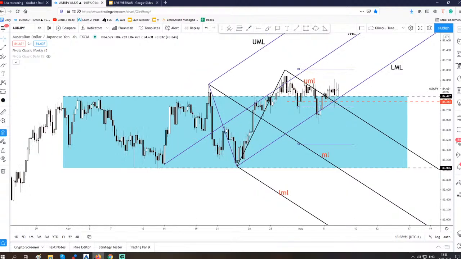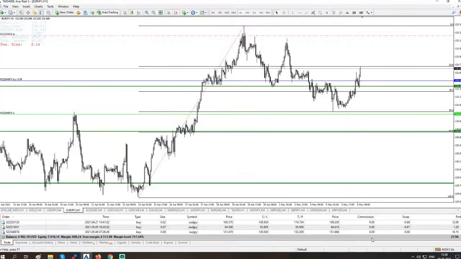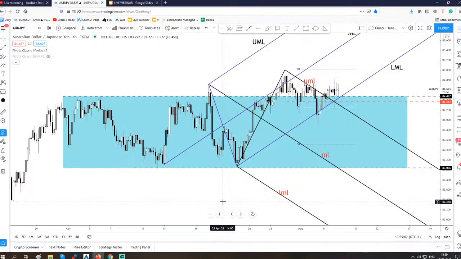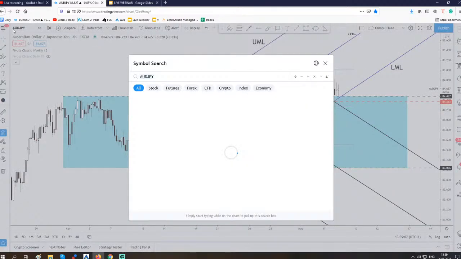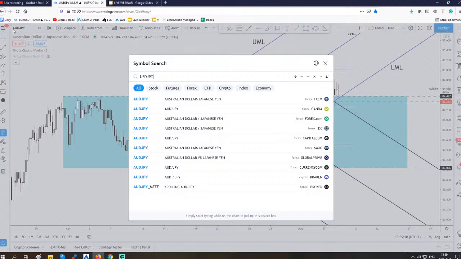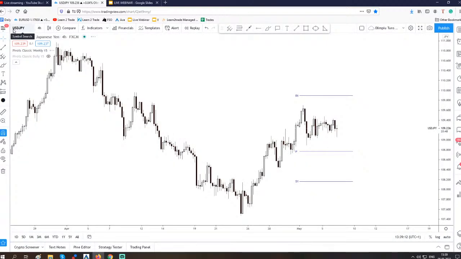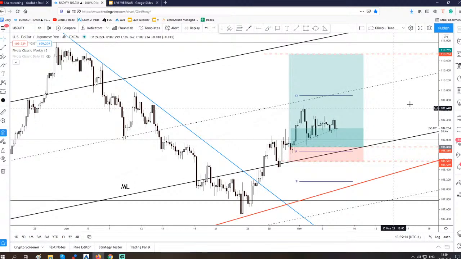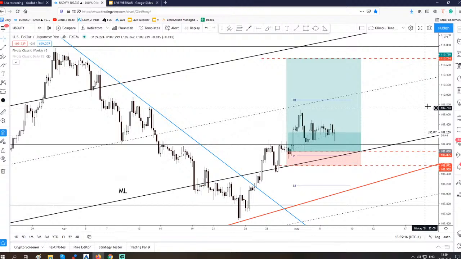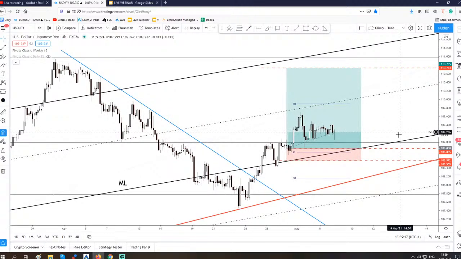Okay, so let's go back. So we are in profit on the US dollar versus the Japanese yen, Australian dollar versus the Japanese yen, and also on the euro versus the Japanese yen, guys, here on our live trading account, right? So let's talk also about the US dollar versus the Japanese yen. So here we are, and this position runs in profit as well.